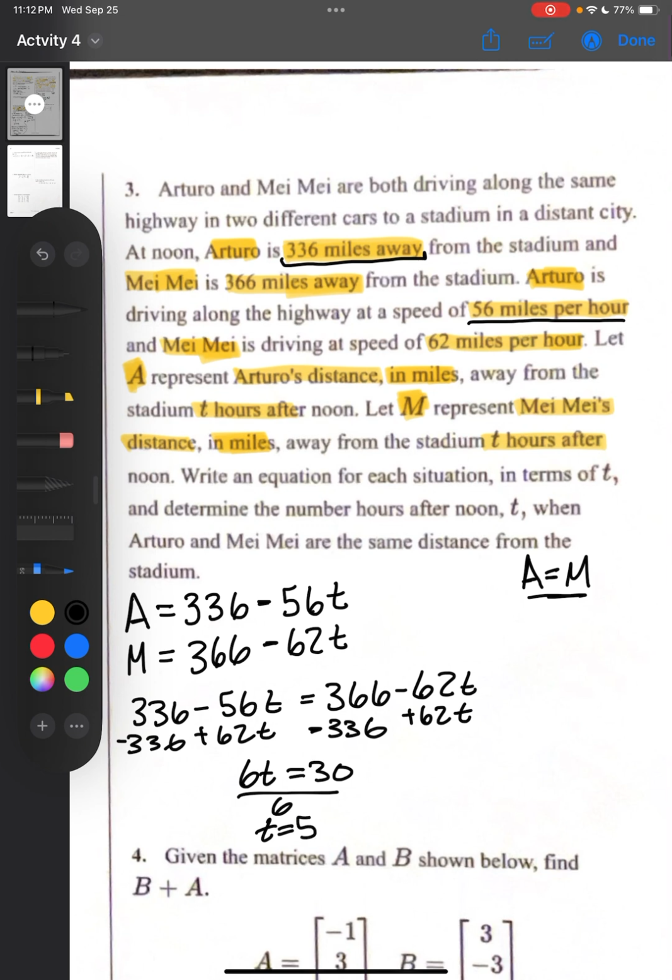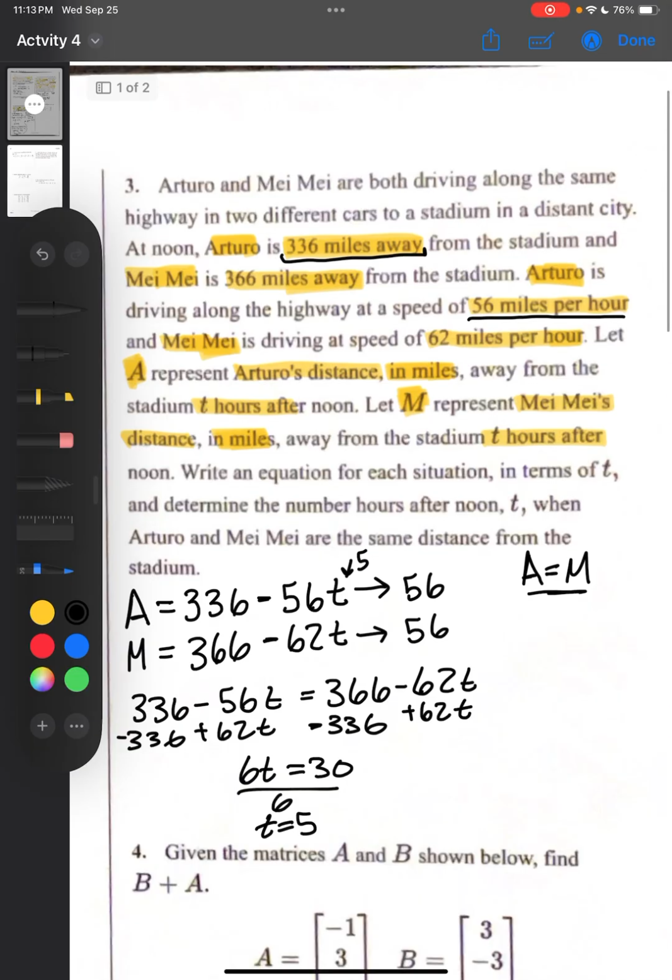Now, you can always check with this. I'm just going to do it over here, and you guys can just trust me on this. Once you plug in that t as 5, you should be getting 56 miles away from the stadium. You can always check, and if I'm wrong, just let me know. But it's only asking the number of hours after noon. So it's only 5 hours after noon is what we are looking for.